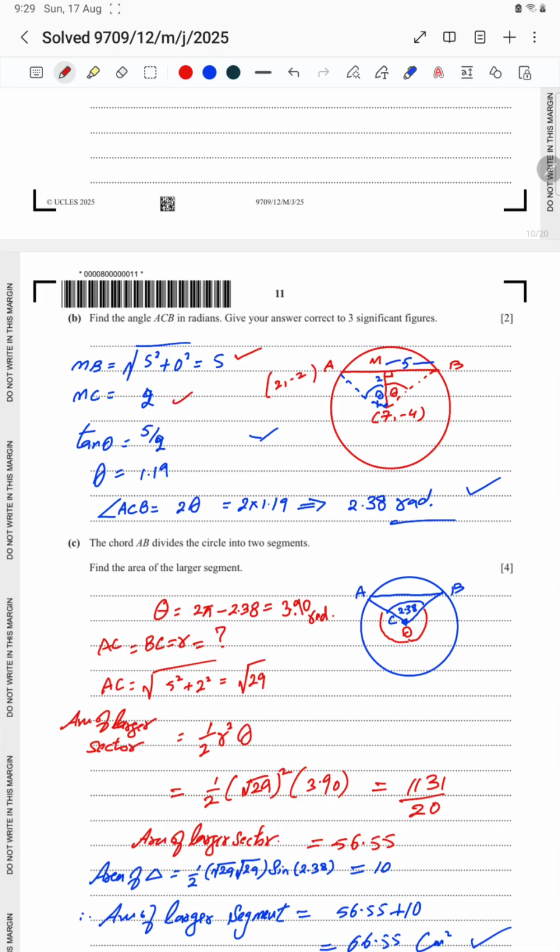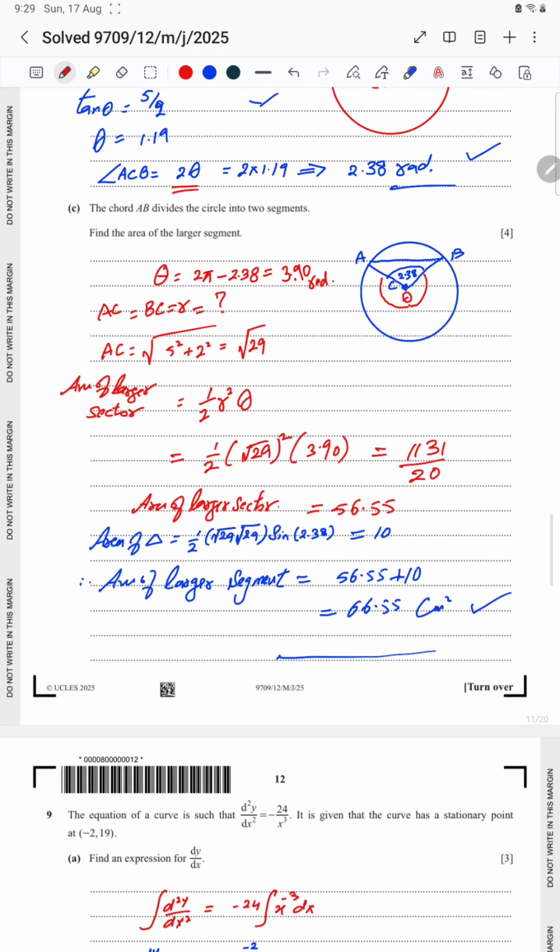So I am going to find this theta, half of this, because a line from the center to the chord bisects the chord. So by using this property, I can find theta is 1.98, but I'm interested to find ACB, the whole angle, 2 times theta. That is finally 2.38 in radian up to 3 significant figures.